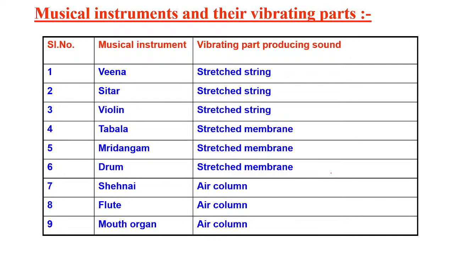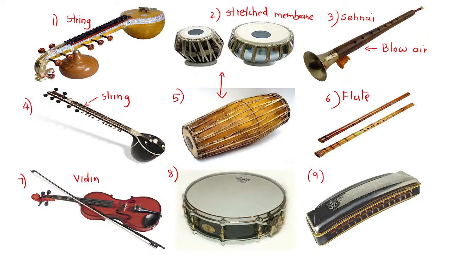These are the different musical instruments. In this table you can see the names of different musical instruments and how they produce sound. Veena, a stretch string; sitar, a stretch string; violin, again a stretch string; tabla, stretch membrane; mridangam, which is also the dholak type, a stretch membrane; drum, again a stretch membrane; shehnai, flute and mouth organ, which were in the previous slide, all that is air column. When you blow air into it, it produces sound.